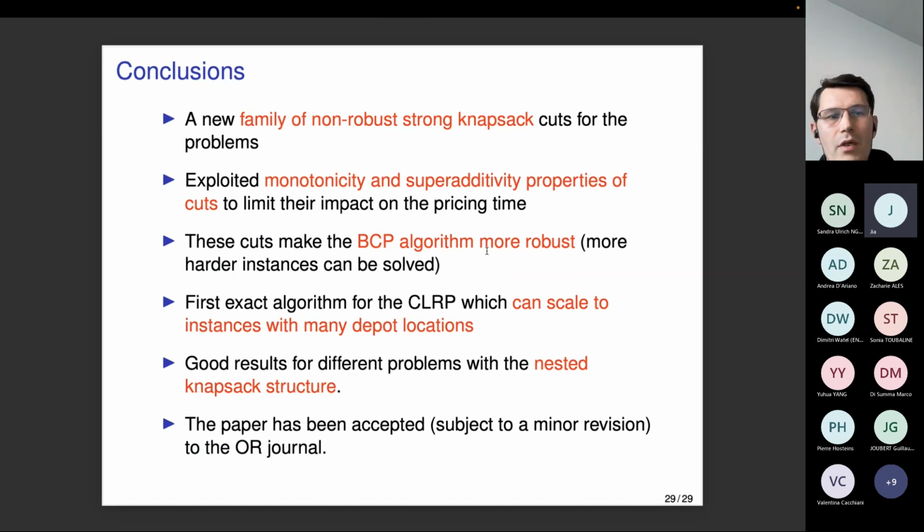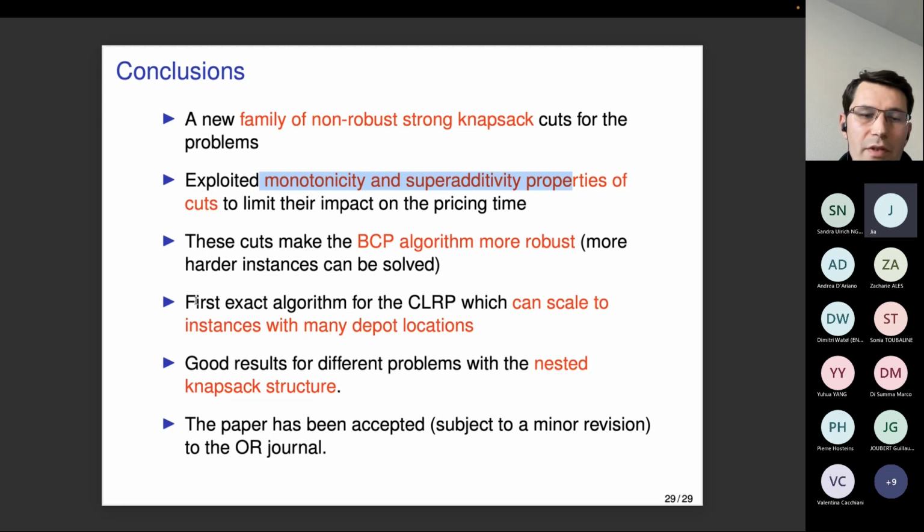And so this brings me to the conclusions. The main methodological impact of this work is that we introduced a family of non-robust strong knapsack cuts for problems with a nested knapsack structure, and we expect that there can be some other problems with a similar structure for which our work can be useful. These cuts are non-robust, and we needed to adapt them to the pricing, and the monotonicity and superadditivity properties of these cuts were quite useful for us to speed up the pricing time.